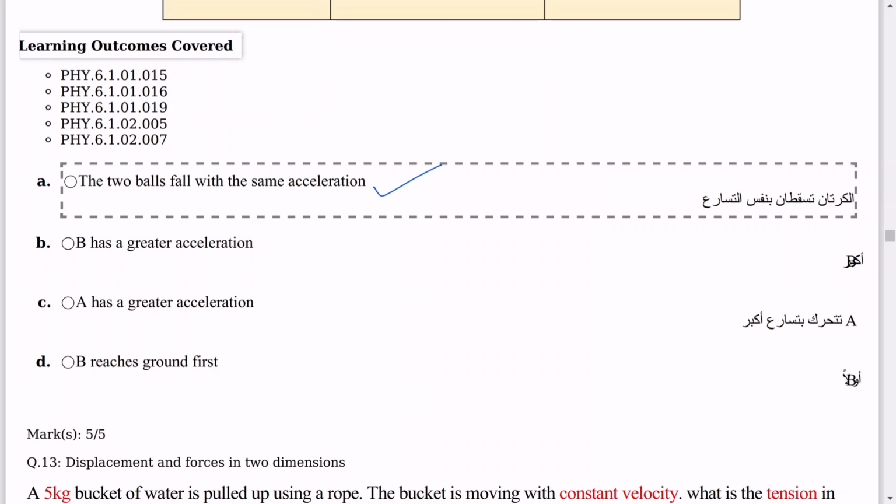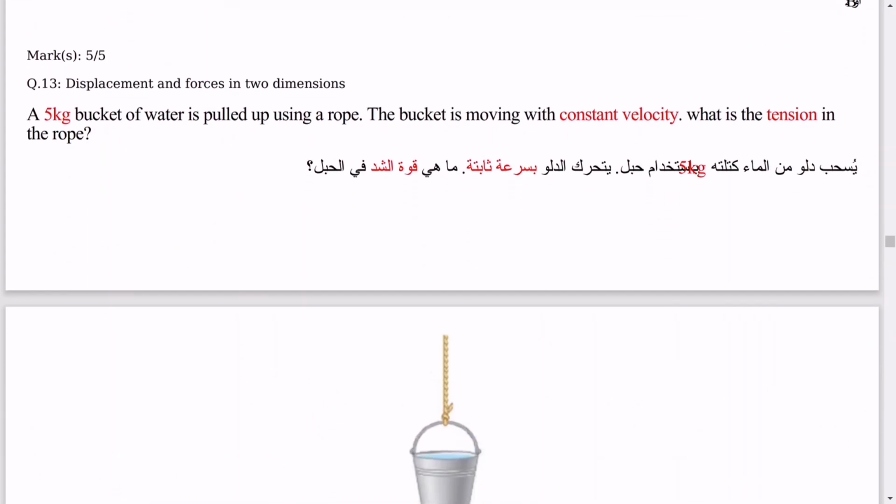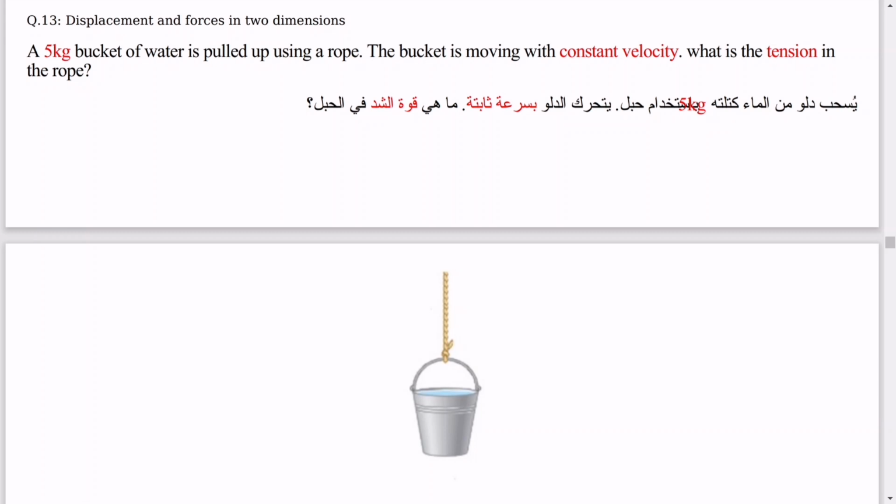Acceleration of a falling object does not depend on the mass. So both objects will be falling with the same acceleration, they will be falling with the same speed, and both objects will take the same time to reach the ground. They will reach the ground at the same time if they are dropped from the same height, even though their masses are different.